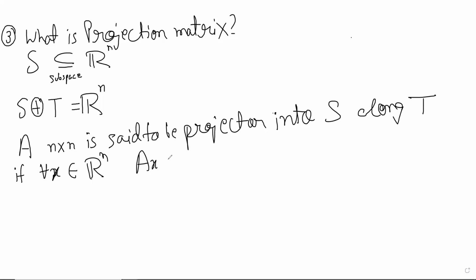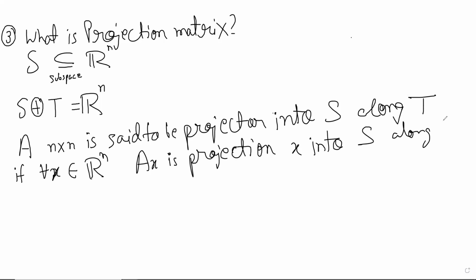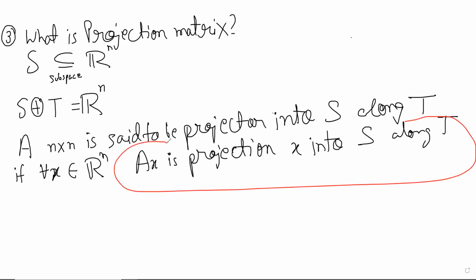Ax is the projection of x into, or onto, S along T. Now you have to tell us more. What does this mean? I read it, but I forgot. Maybe I will say what I understand, and then you can check me.